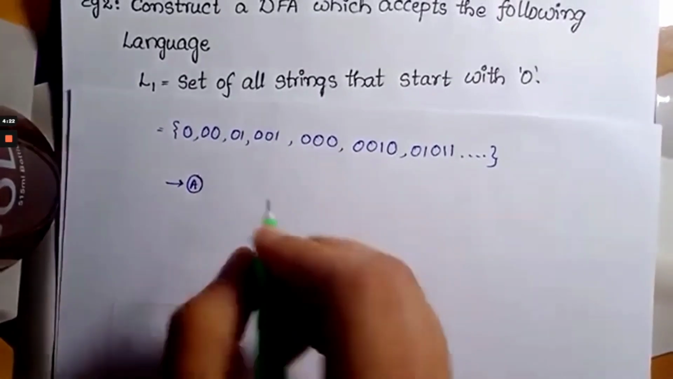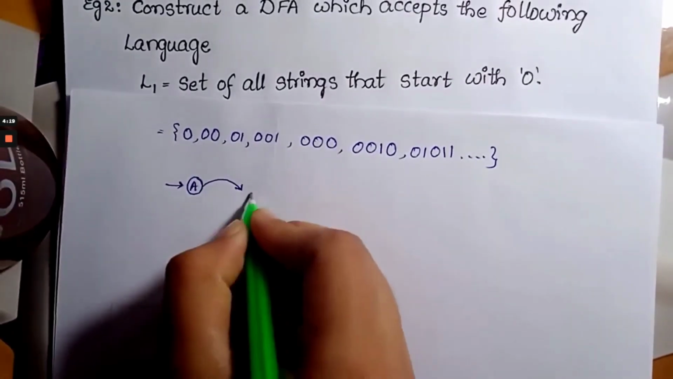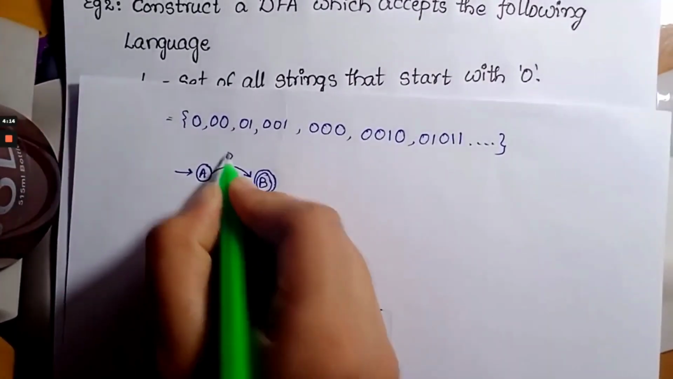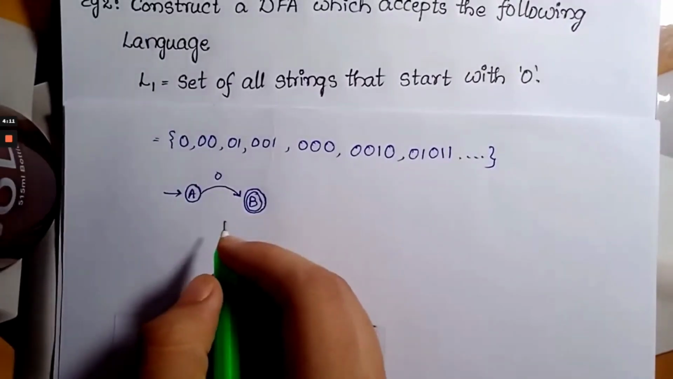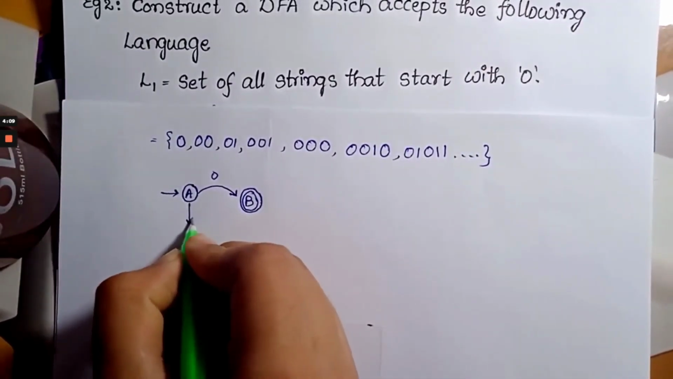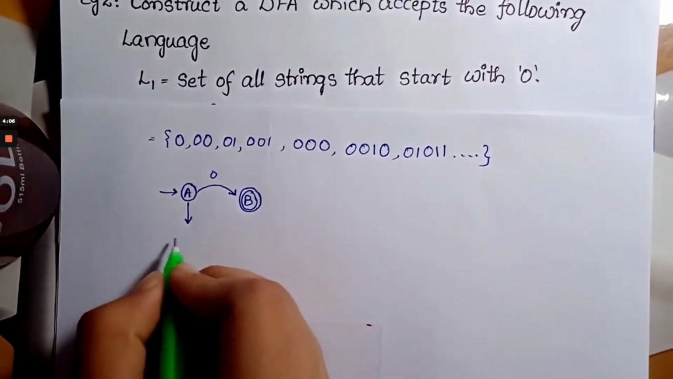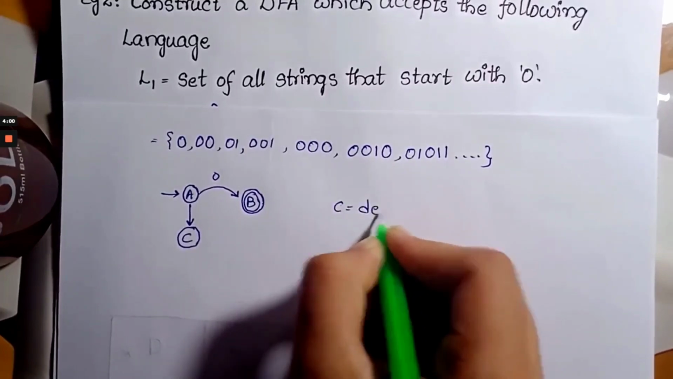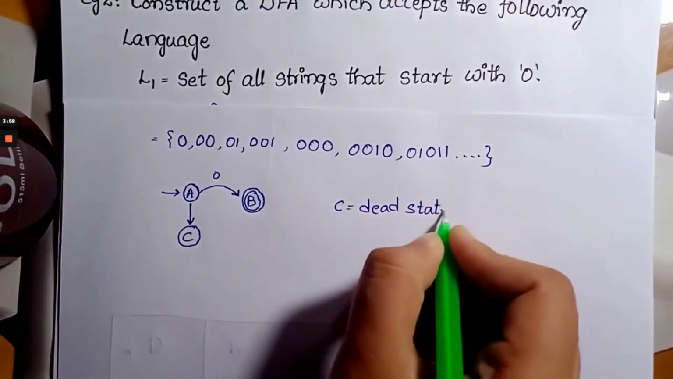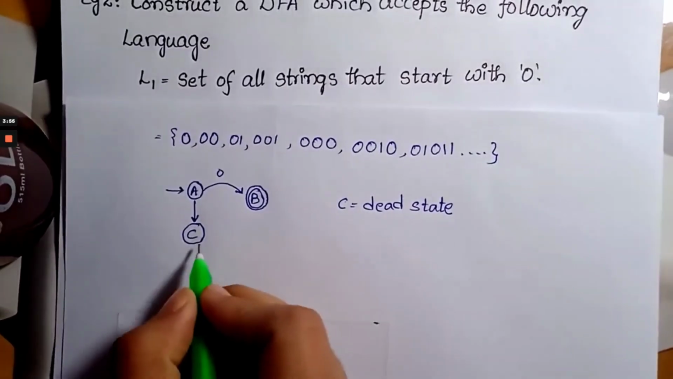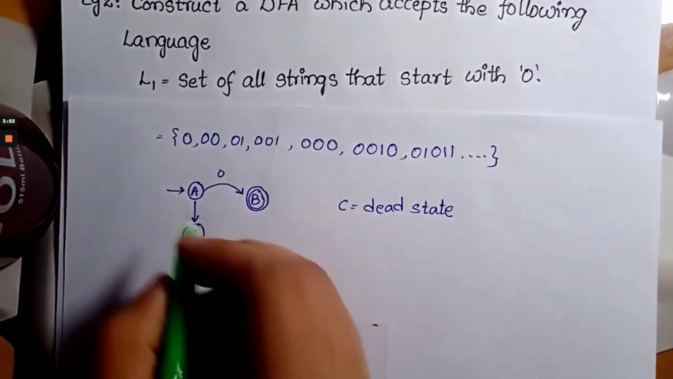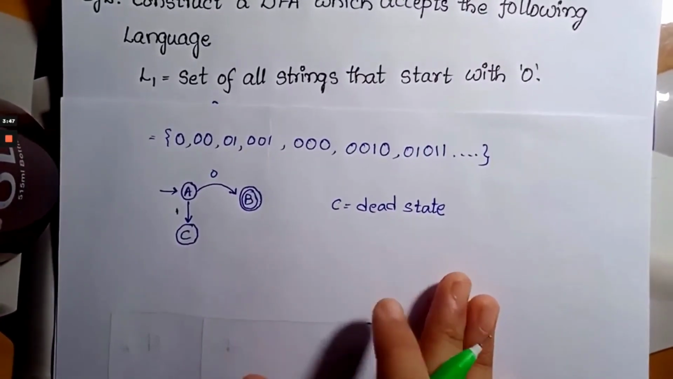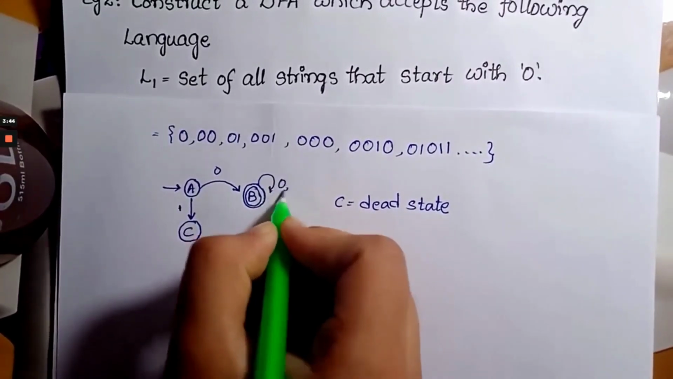So I'm taking the initial state as A. If the input is 0, then it will reach the final state B. If 1 is the input at the initial state A, then it will reach C, which is the dead state. C is a dead state here because the string should not start with 1. It should start with 0. So it will reach a dead state from which it can't reach a final state. So C is the dead state here.